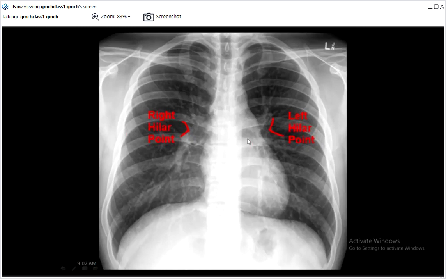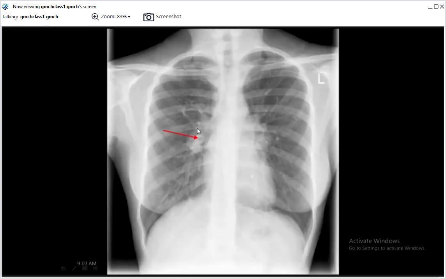Okay, so this is the right hilar point and this is the left hilar point. So you can see, you cannot make out any significant radio-opacity or radiolucency in this area. The density seems to be similar on both sides. So this is a normal hilum.